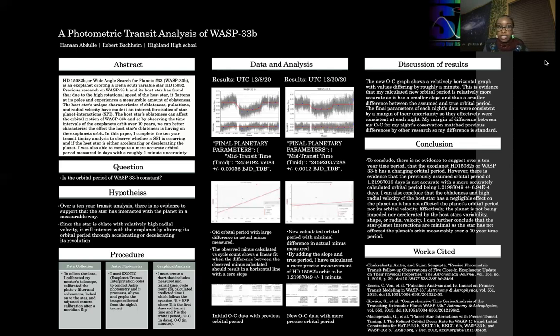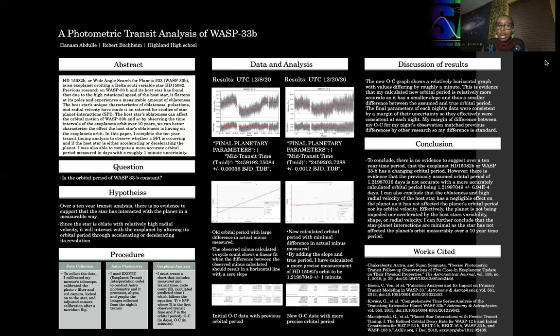My hypothesis is that since the star is oblate with the high radial velocity, I would think that the star will interact with the exoplanet, and that will be through altering its orbital period.